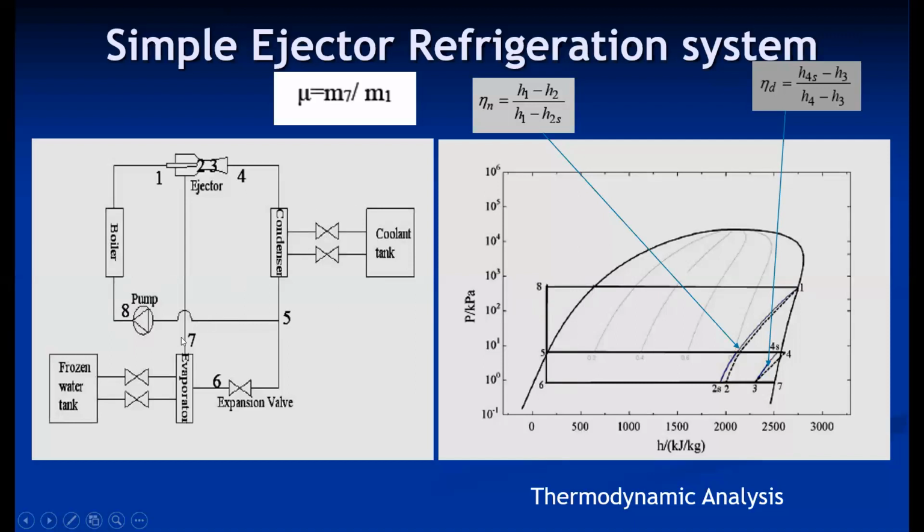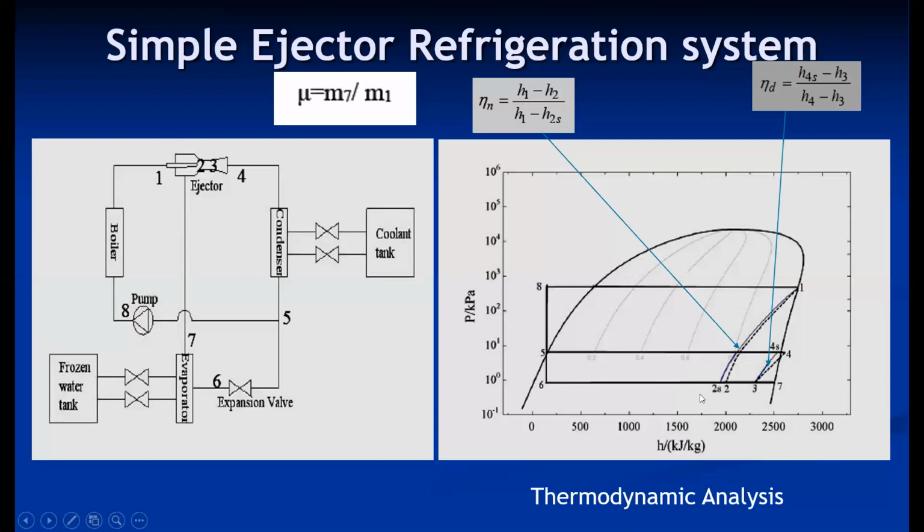Then at point 7, 7 and 2 mix. So there is mixing of refrigerant at 7 and refrigerant at 2. Considering this at the same pressure, but practically the pressure at 7 is higher than the pressure at 2. So that's why the flow is possible from 7 to 2. But for simplicity, we are considering them on the same line.